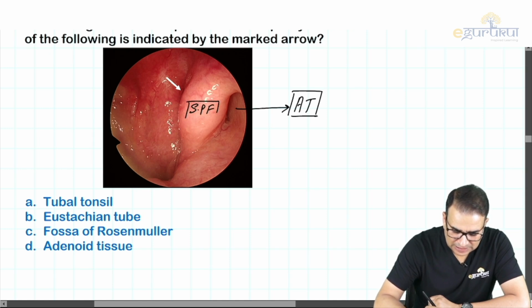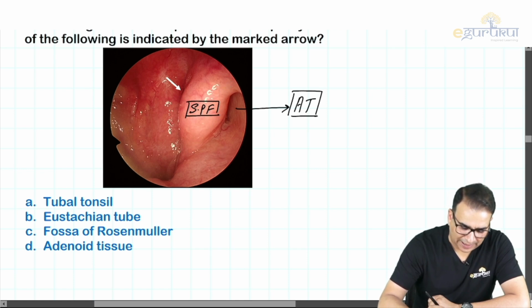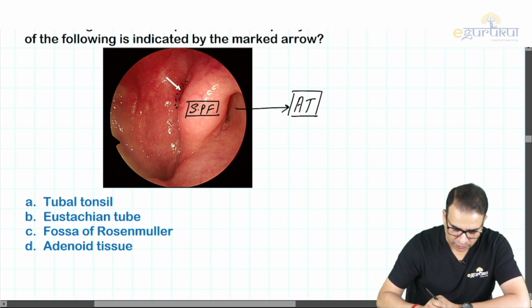Salpingopalatine fold here, which is having the salpingopharyngeus muscle. This is the torus part here, and then we have the recess where the arrow is pointed, and this space here is nothing but the fossa of Rosenmuller. So the answer to this question is the fossa of Rosenmuller.